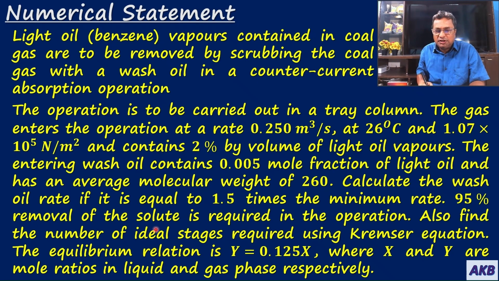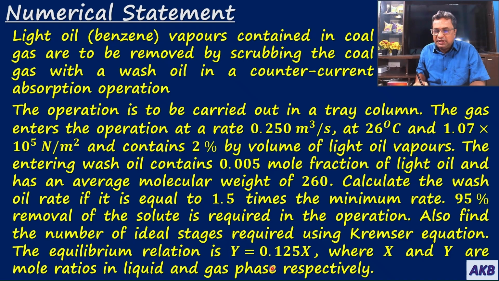The 95% removal of the solute is required. So in this operation, 95% of benzene vapors that enter with the entering gas mixture are to be removed in the operation. Then we are also supposed to find out the number of ideal stages by using the Kremser equation. And now the equilibrium relationship is given to us. It is capital Y equal to 0.125 capital X.